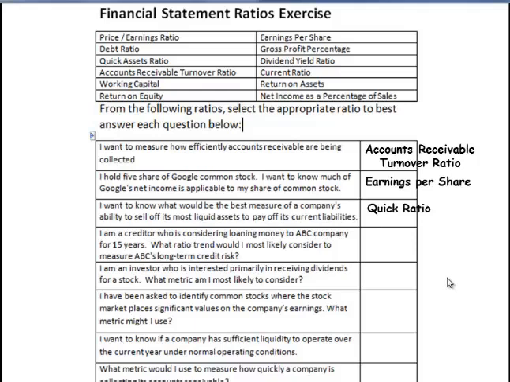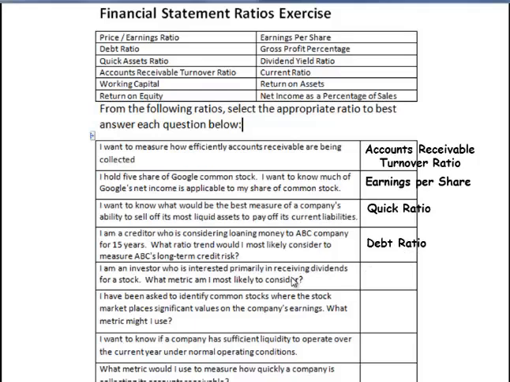Okay, I am a creditor who's considering loaning money to ABC Company for 15 years, in other words, in the long term. What ratio trend, being a creditor, would I most likely consider to measure ABC's long-term credit risk? Remember we talked about the debt ratio, and that's the answer, debt ratio. And what that means is as my debt ratio goes up as a percentage of assets, there's a chance if I have a business downturn, I won't be able to pay my debts. So the debt ratio is a good measure of long-term liquidity.